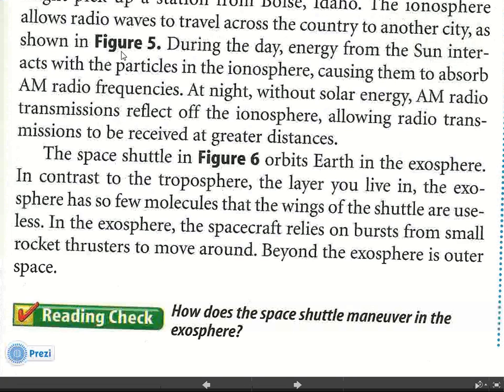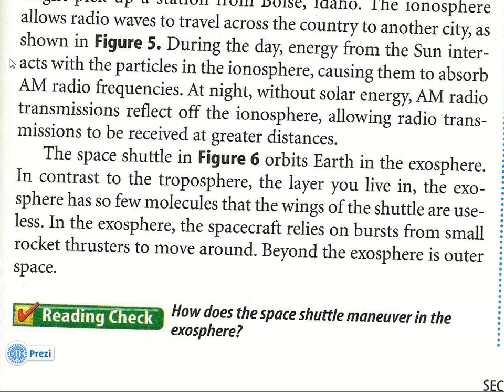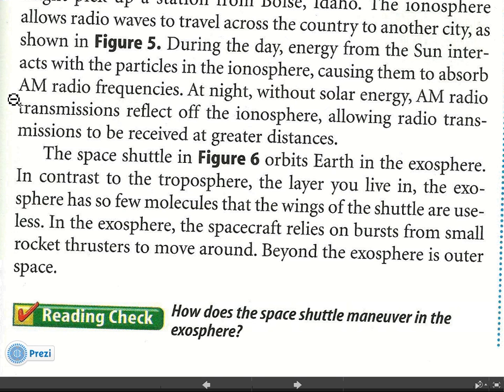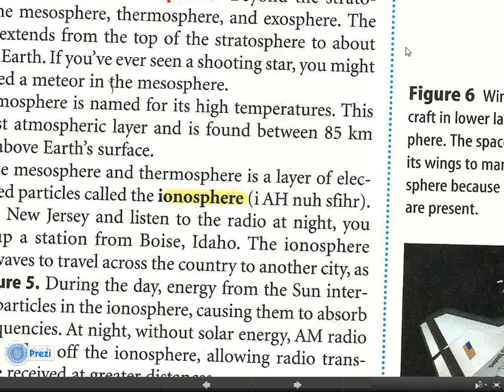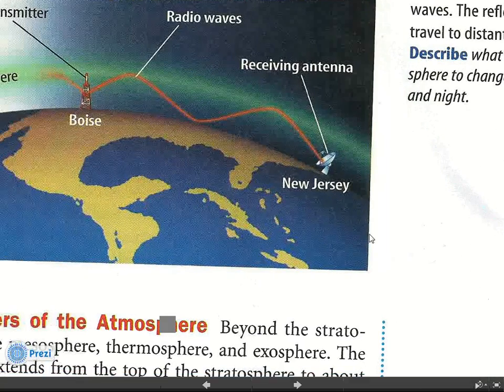During the day, energy from the sun interacts with the particles in the ionosphere, causing them to absorb the AM radio frequencies. At night, without solar energy, AM radio transmissions reflect off the ionosphere, allowing radio transmissions to be received at a greater distance. Let's take a minute and look at that image.